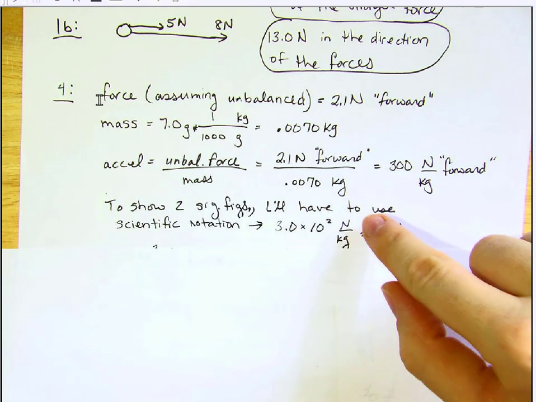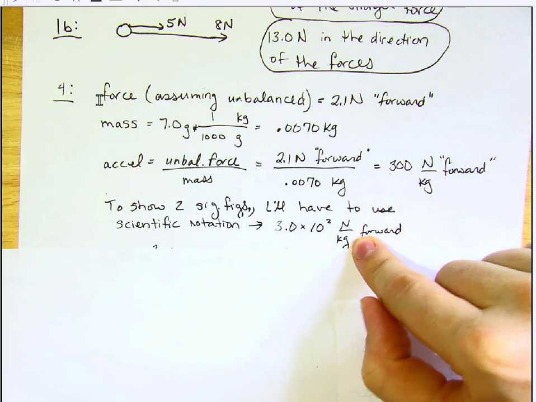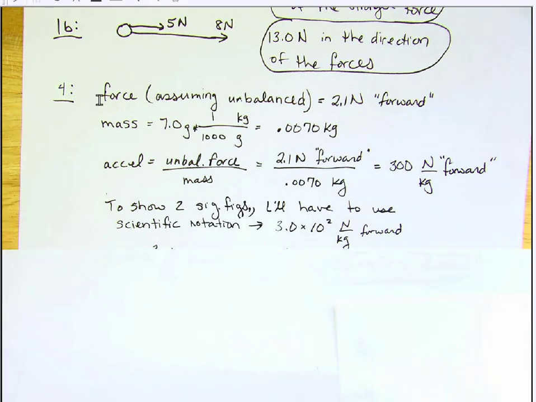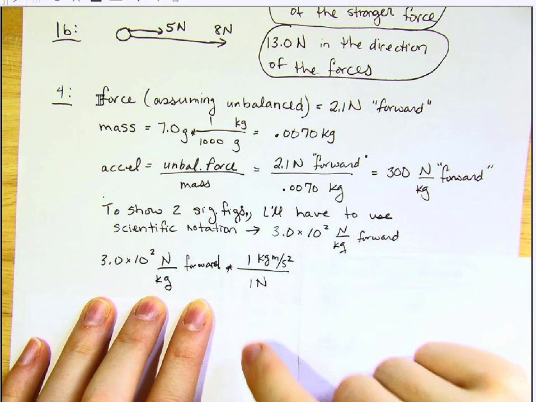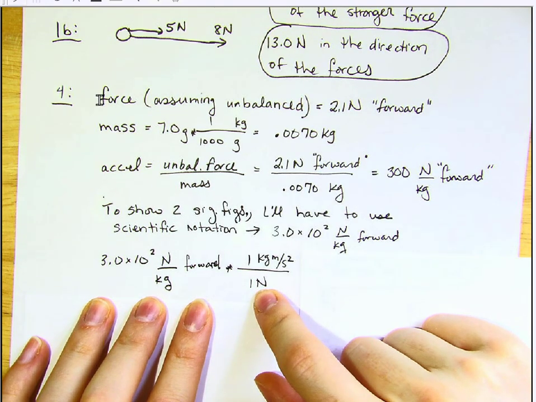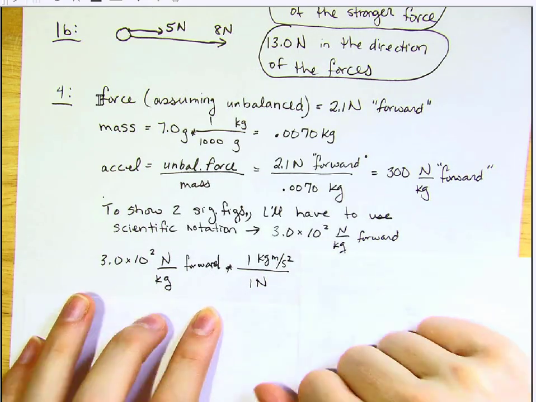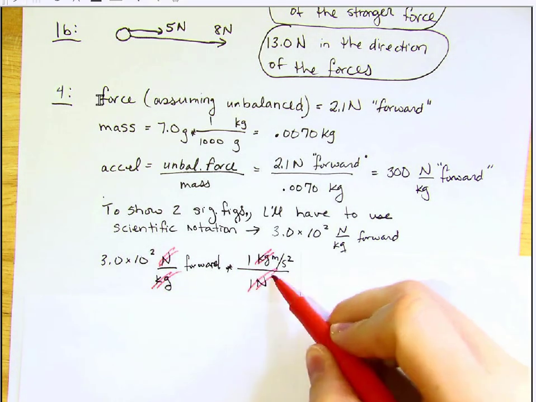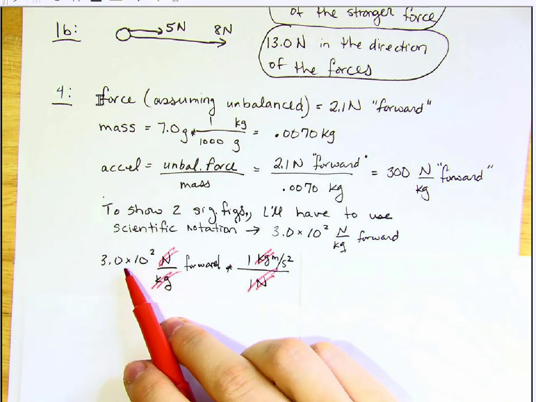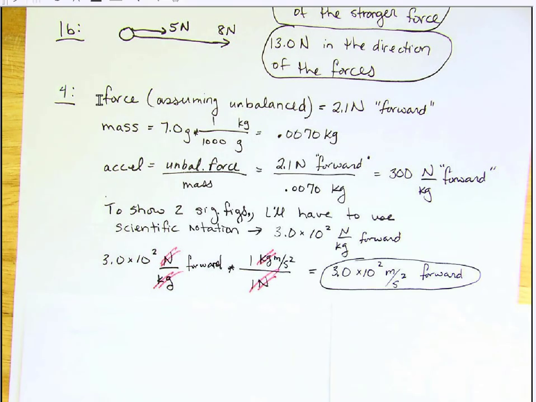And then I would like to figure out if these units, newtons per kilogram, is actually a unit of acceleration. So we'll do a unit conversion. So I take what I had to begin with and I multiply it by a conversion factor. And I'm going to convert the 1 newton into all the units that it's equal to. 1 newton is equal to 1 kilogram meter per second squared. And then the kilograms will cancel out and the newtons will cancel out. So I'll be left with 3 times 10 to the 2 meters per second squared in the forward direction. And the forward is there just because acceleration is supposed to have a direction.